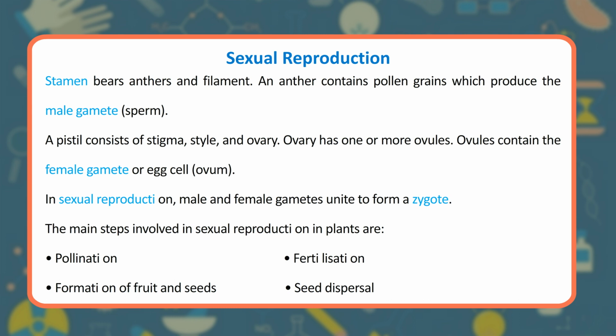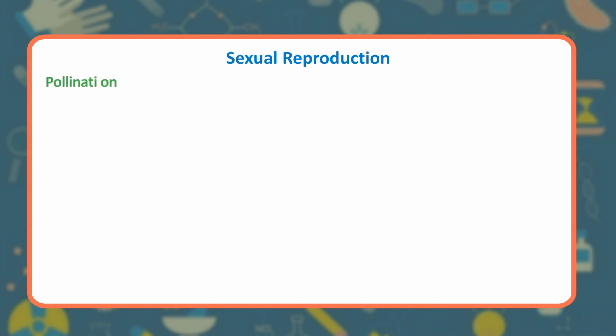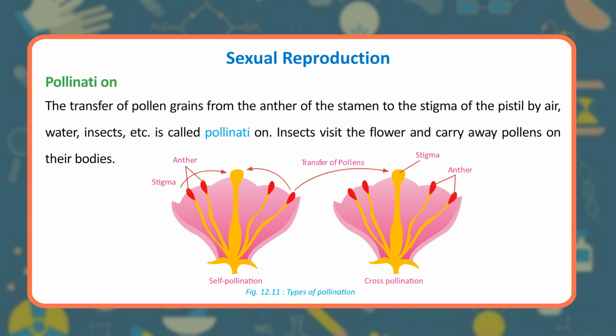The main steps involved in sexual reproduction in plants are pollination, fertilization, formation of fruit and seeds, and seed dispersal. Pollination: the transfer of pollen grains from the anther of the stamen to the stigma of the pistil by air, water, insects, etc., is called pollination. Insects visit the flower and carry away pollens on their bodies.